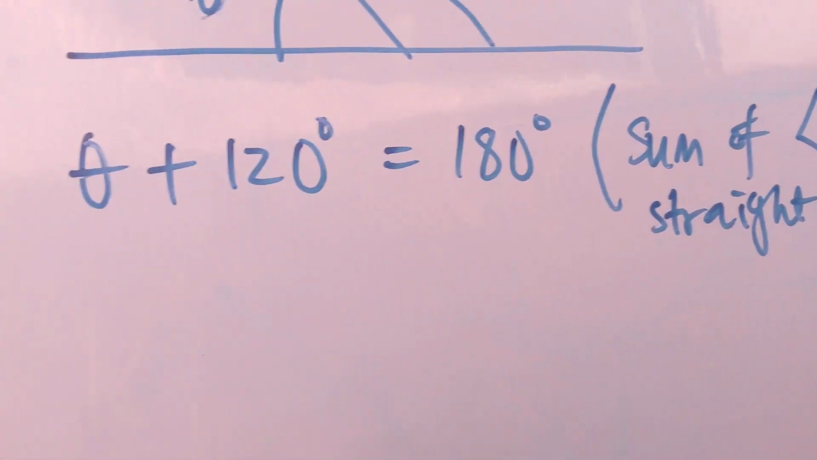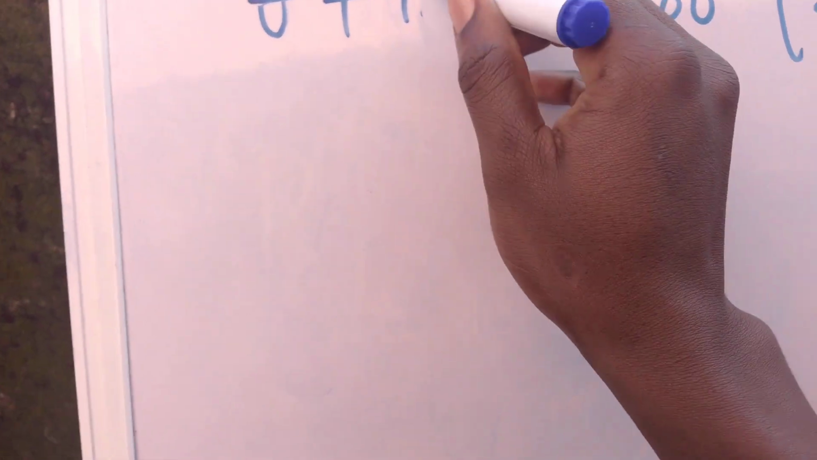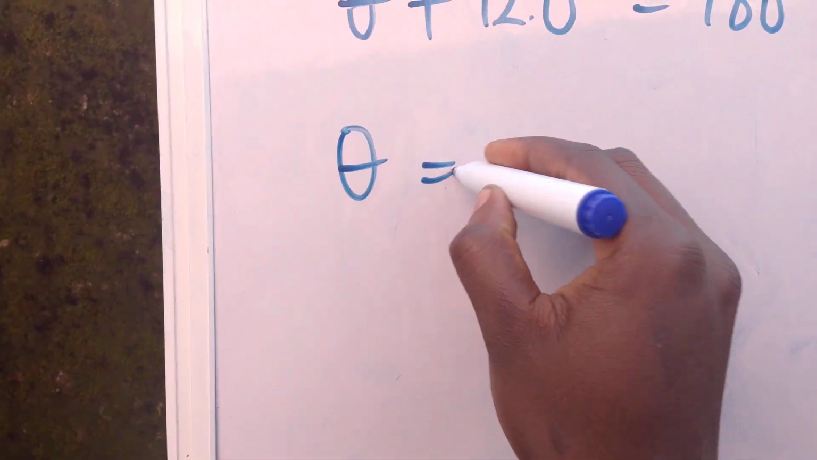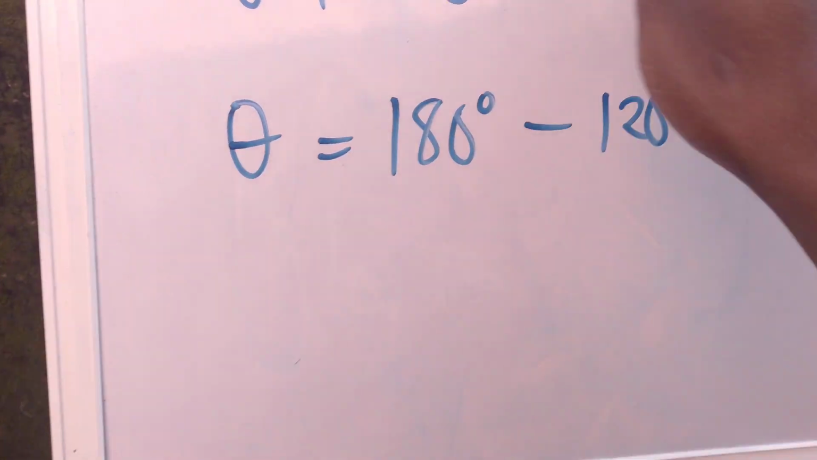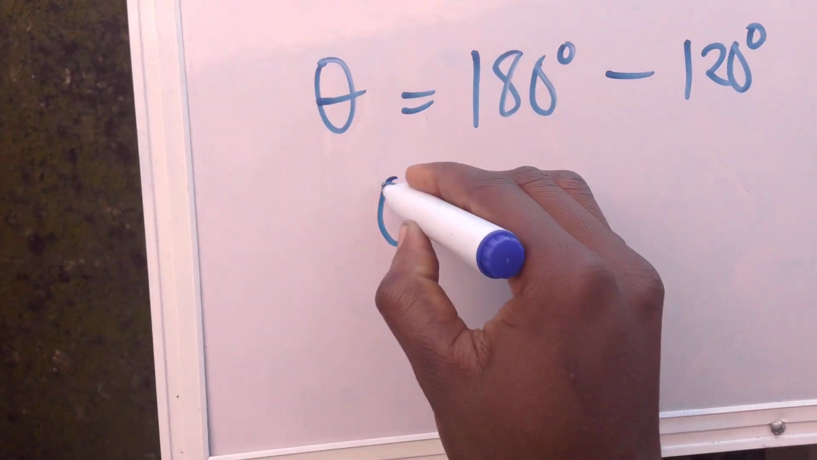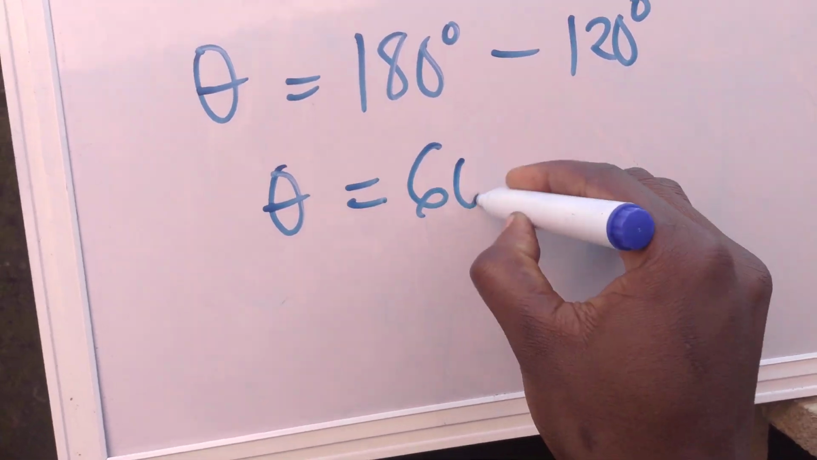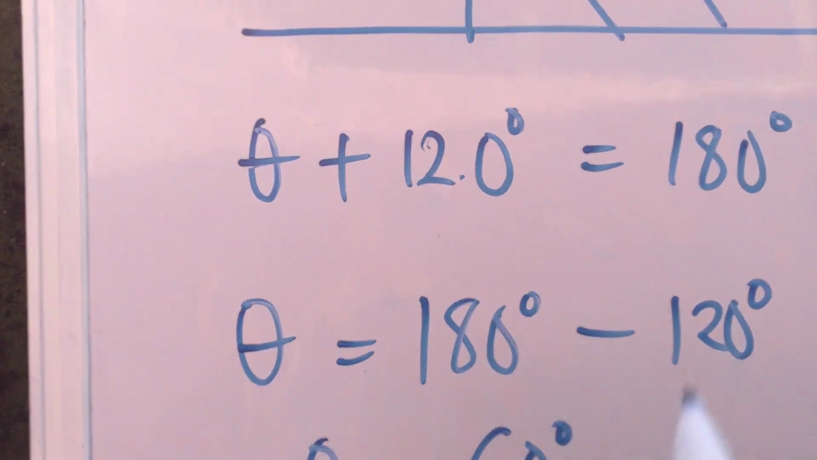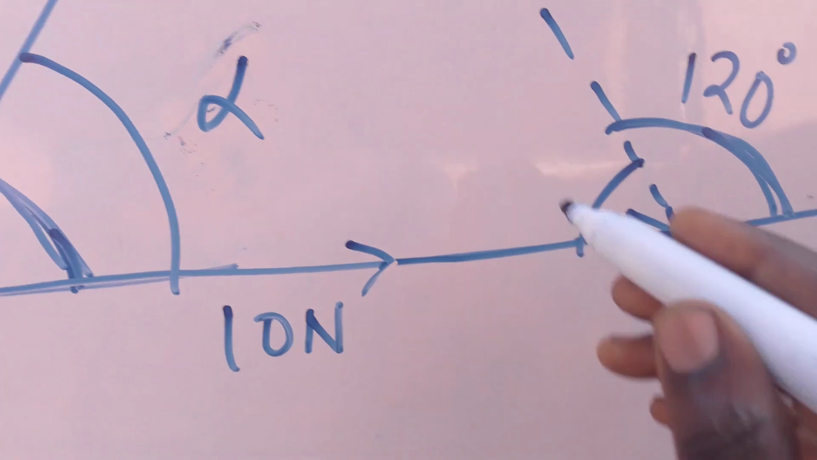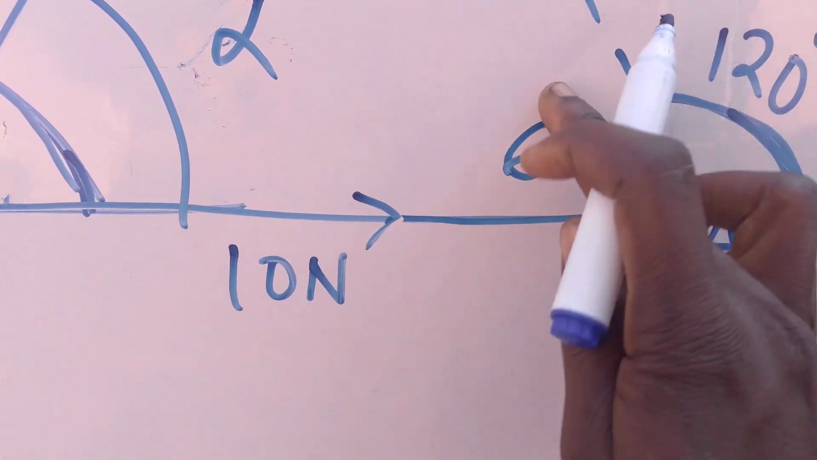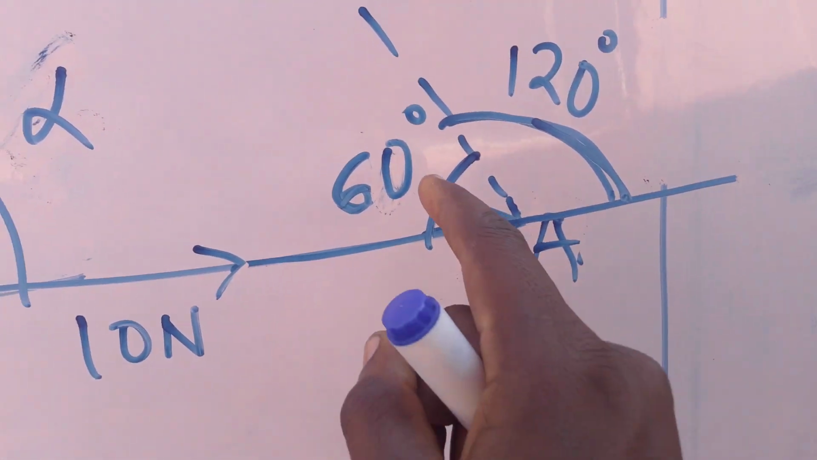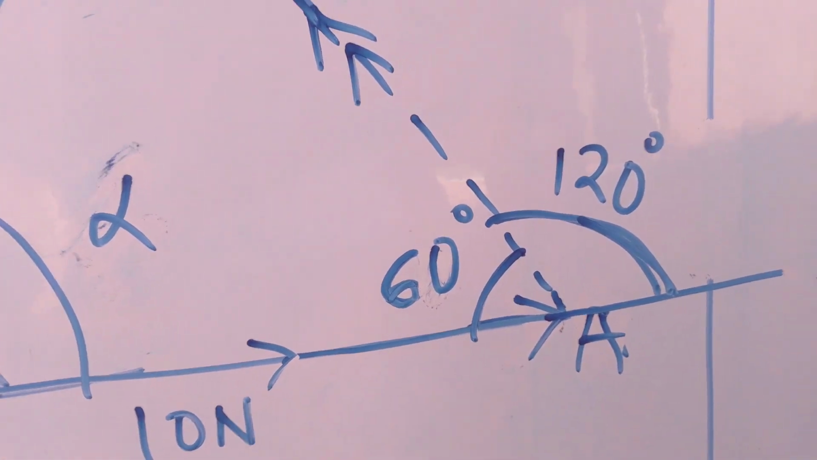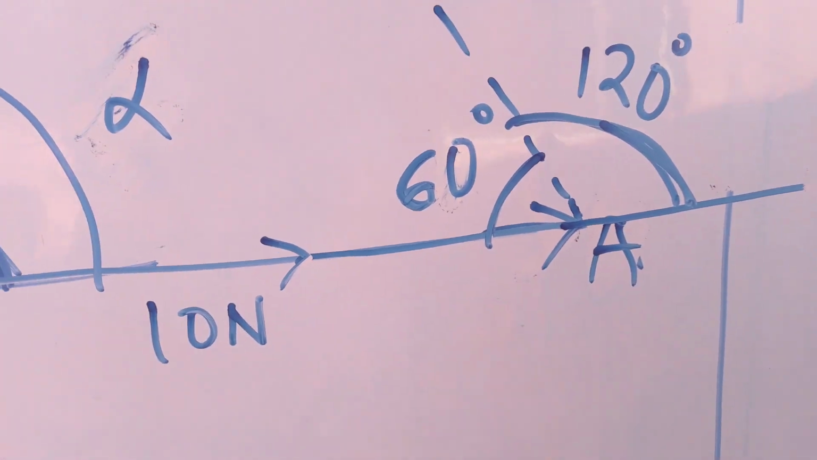Okay, so it means that theta will be equal to 180 minus 120. When you take this one over here to change to negative, theta will be equal to 60 degrees. This angle is 60, so the angle at this point is 60 degrees. That is it: 60 plus 120 gives me 180, the sum of angles on a straight line.